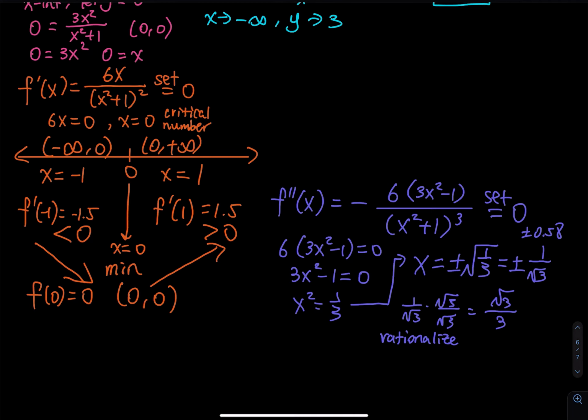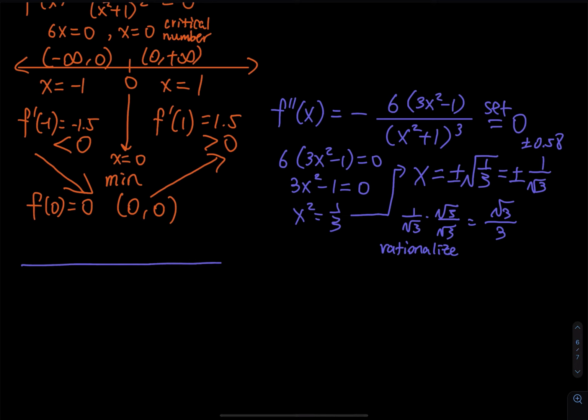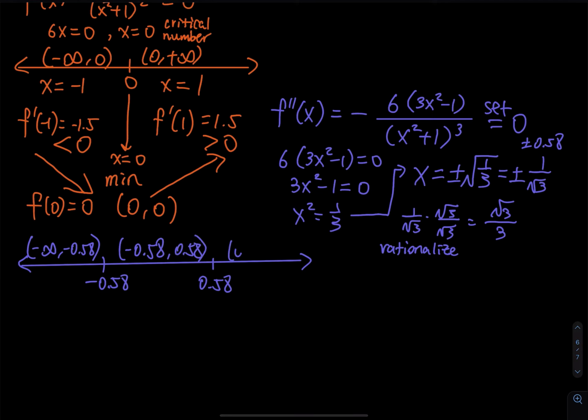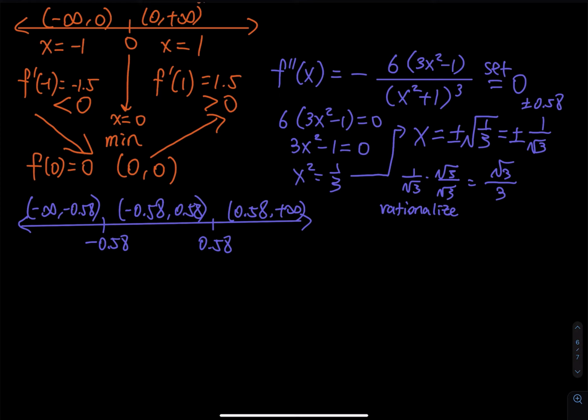Okay, and then we are going to draw a line. So for my convenience, I am going to use decimals. When I report my answer to an online homework system, I will use the fraction. So that is from negative infinity to negative 0.58, negative 0.58 to positive 0.58, and then from positive 0.58 to infinity. And then for the test values, for this one I'm going to let x equal 1, this one x equals 0, and this one let x equal -2.